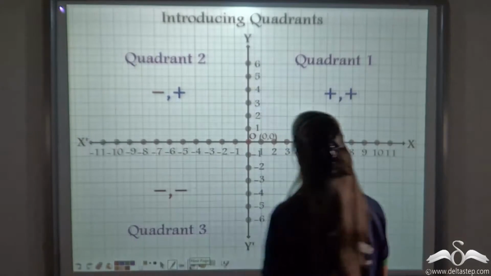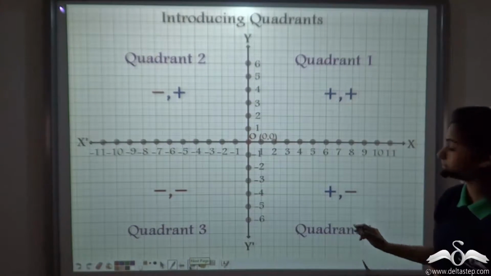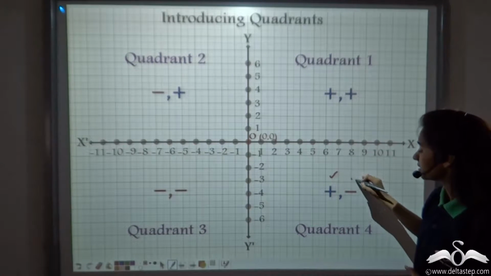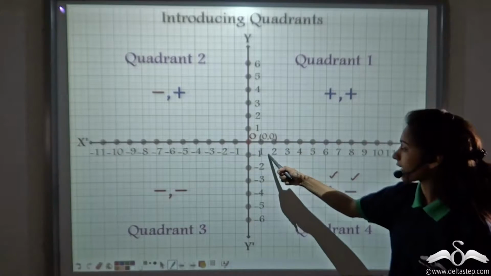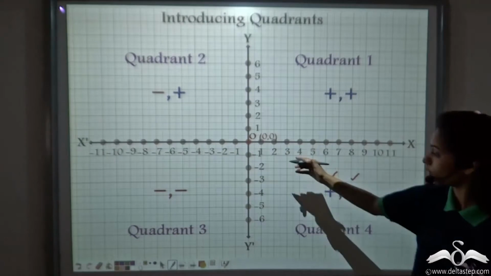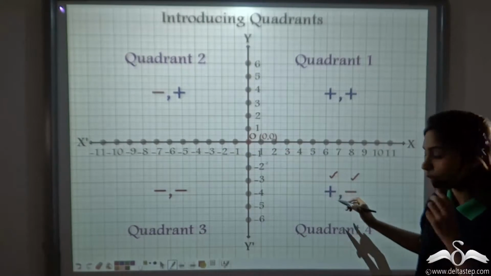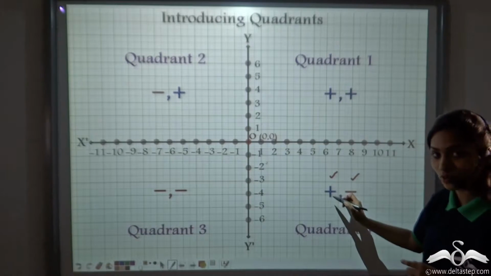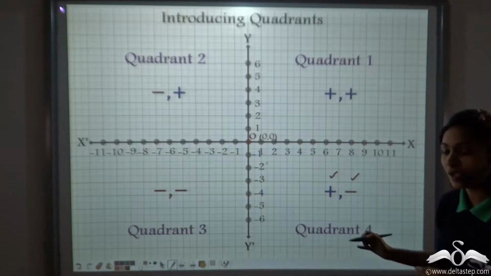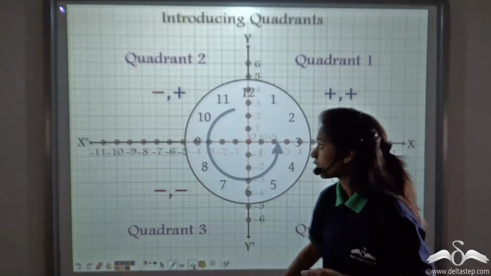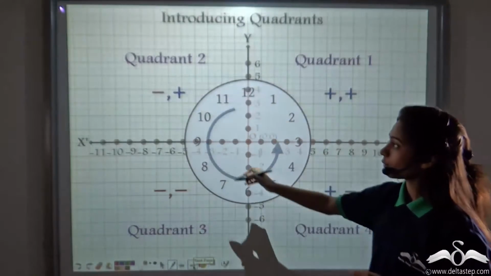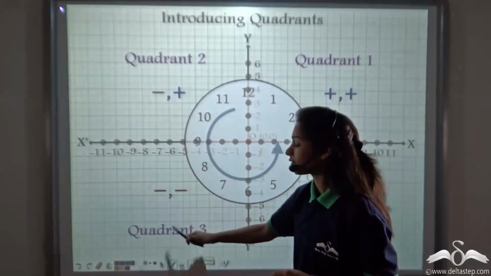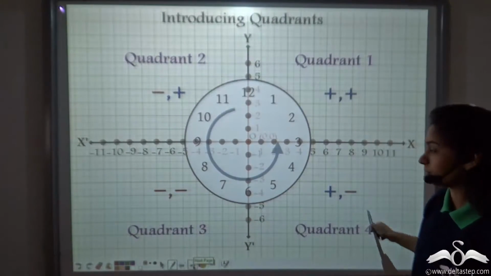Now this quadrant will be named quadrant 4, where x coordinate is positive and y coordinate is negative. See, x coordinates are positive here and y coordinates are negative. So any point that will fall in this quadrant will have a positive x coordinate and a negative y coordinate. So rotating anti-clockwise, we get these 4 quadrants: quadrant 1, quadrant 2, quadrant 3 and quadrant 4.